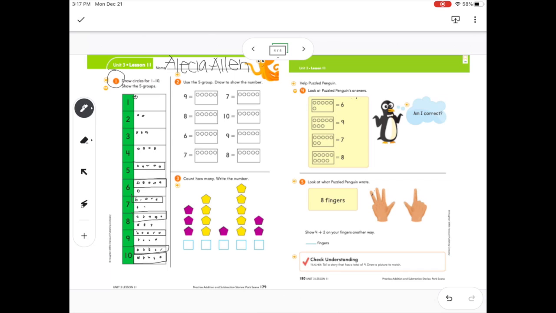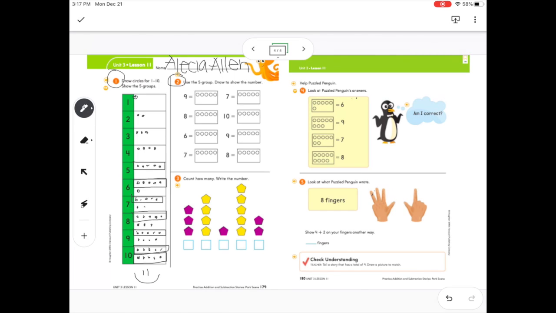Awesome. Your worksheet should look exactly like mine so far. If it doesn't look just like mine, press the pause button, erase, and make it look just like this part. Once the first part of your workbook page looks exactly like mine, you're going to pick up your pencil and we're going to work on section number 2 together.